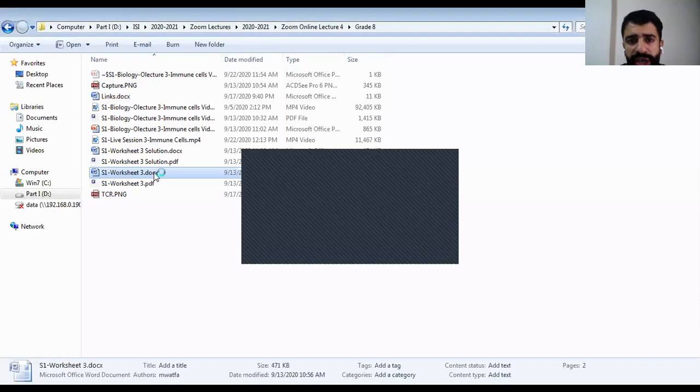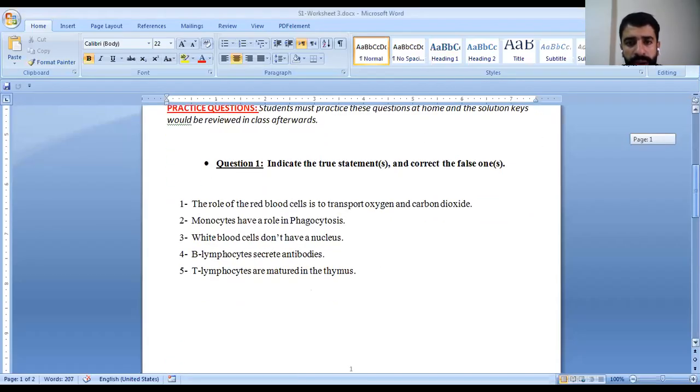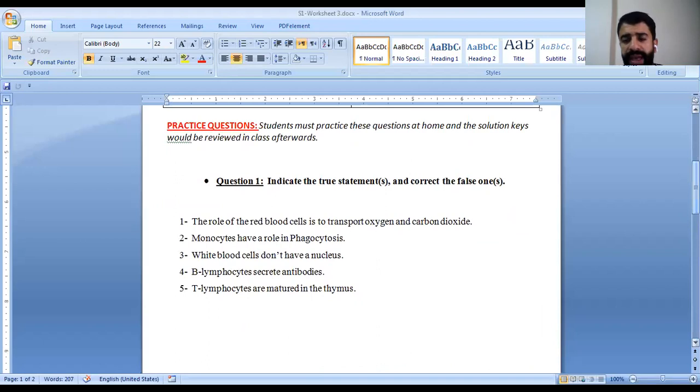Let's move now to the worksheet. Let's talk about the worksheet a little bit and let's solve it together. We have worksheet number 3 talking about the immune cells in specific. So first of all, let's start with question number 1. Indicate the true statement or statements and correct the false one or ones.